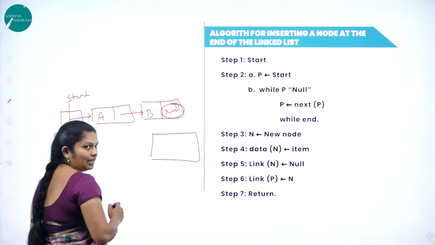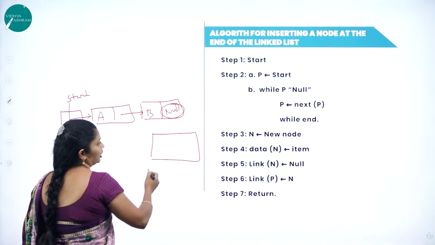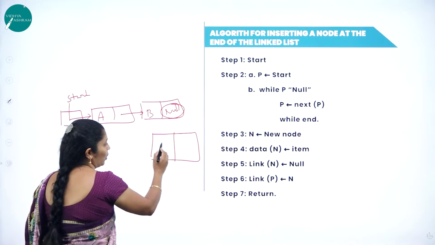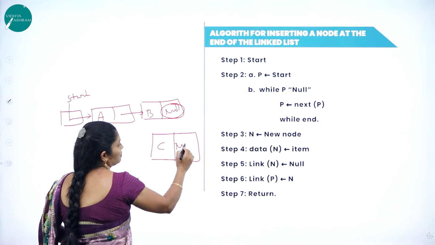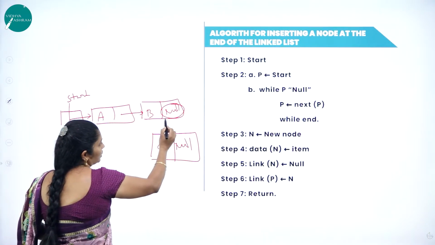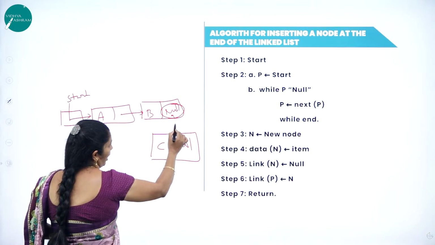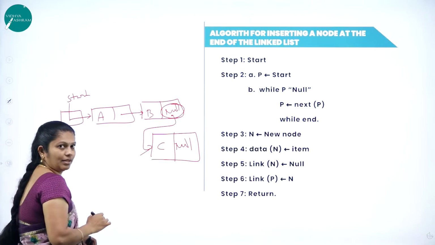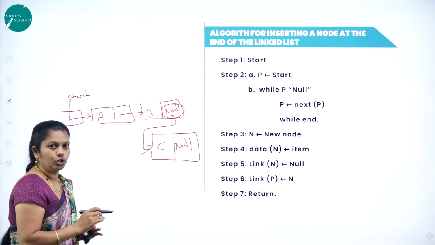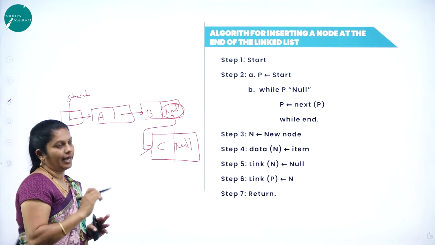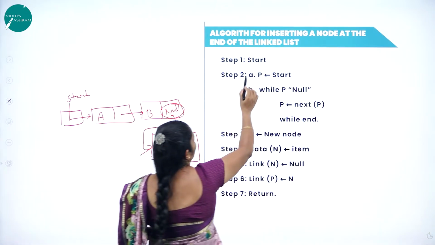Once we get the null address, then you have to create the node, and here you have to give the value, and then for the address part you have to write null, then whatever address in the previous node we have, that we have to connect here. It means that if I want to insert a node at the end, first step: start.